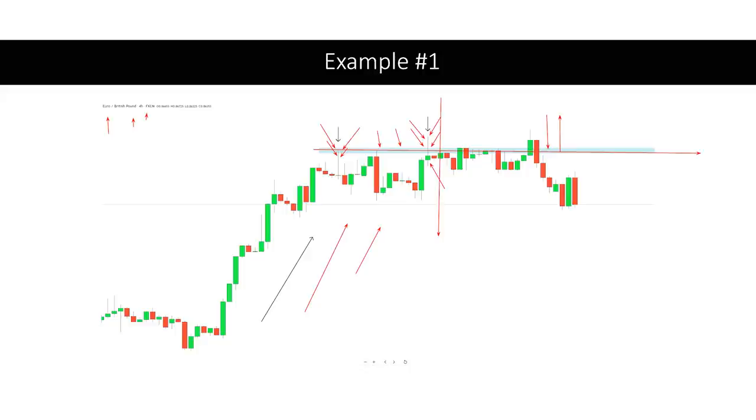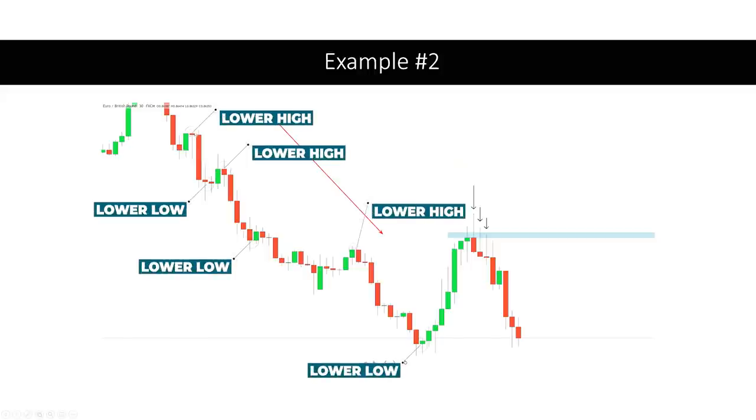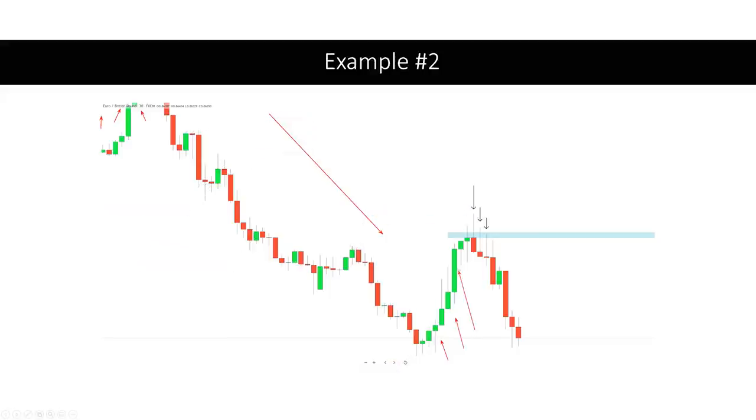Let's take a look at a second example. Here you can see a really clear downtrend. Price is creating lower lows and lower highs. This is on Euro British Pound on the 30-minute time frame. Now, as price is pushing bearish, you can see here lots of green candles indicating bullish momentum. Now, at this stage, you might be saying to yourself, well, there's a very high chance now price will continue pushing bullish because of the momentum candles.